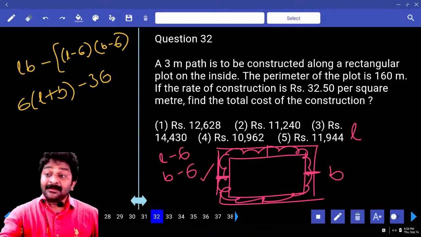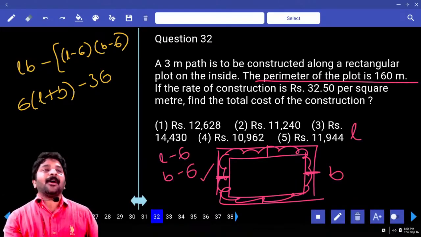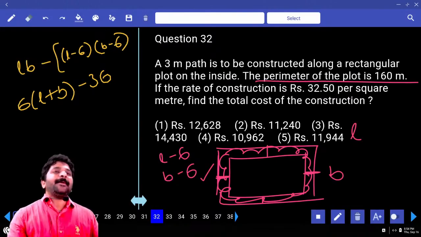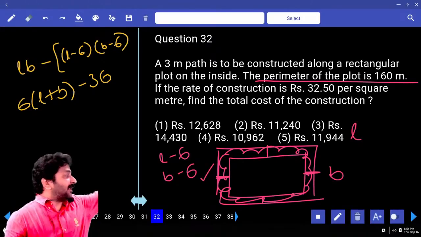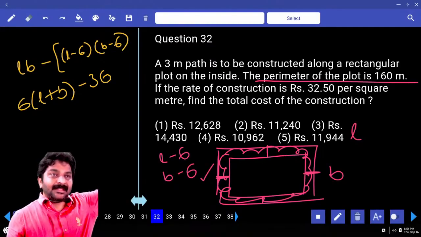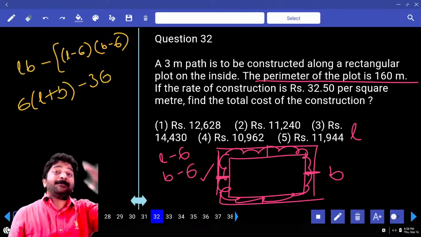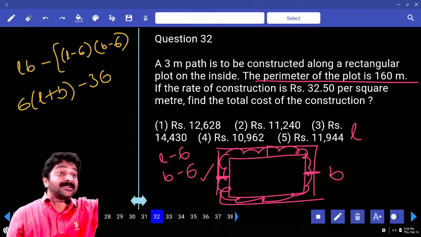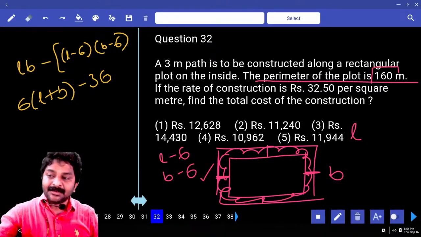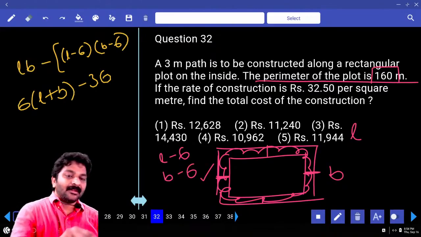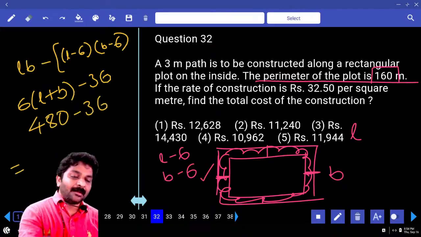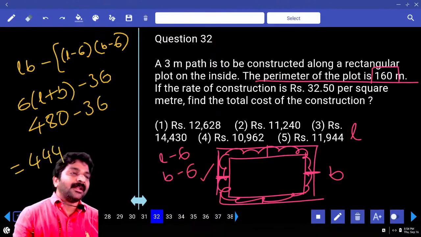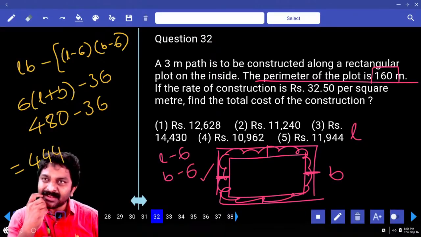And you are given the perimeter of the plot, that is 160. What do you mean by perimeter? 2 times of L plus B. But here how many times do we have to calculate? 6 times. That means 2 times multiplied by how many times will give you 6 times? 3 times. So directly take 3 times of this number, 160. 480 minus 36. How much is this? 444. Is this clear so far?